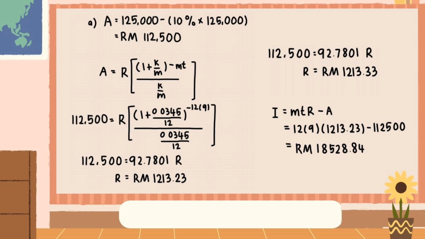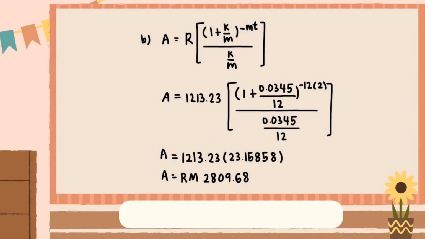Then we find the interest charge. The formula is I equals MTR minus A. M is 12, T is 9, R is 1,213.23. Settle the MTR first, then minus A. So the answer is 18,528.84.